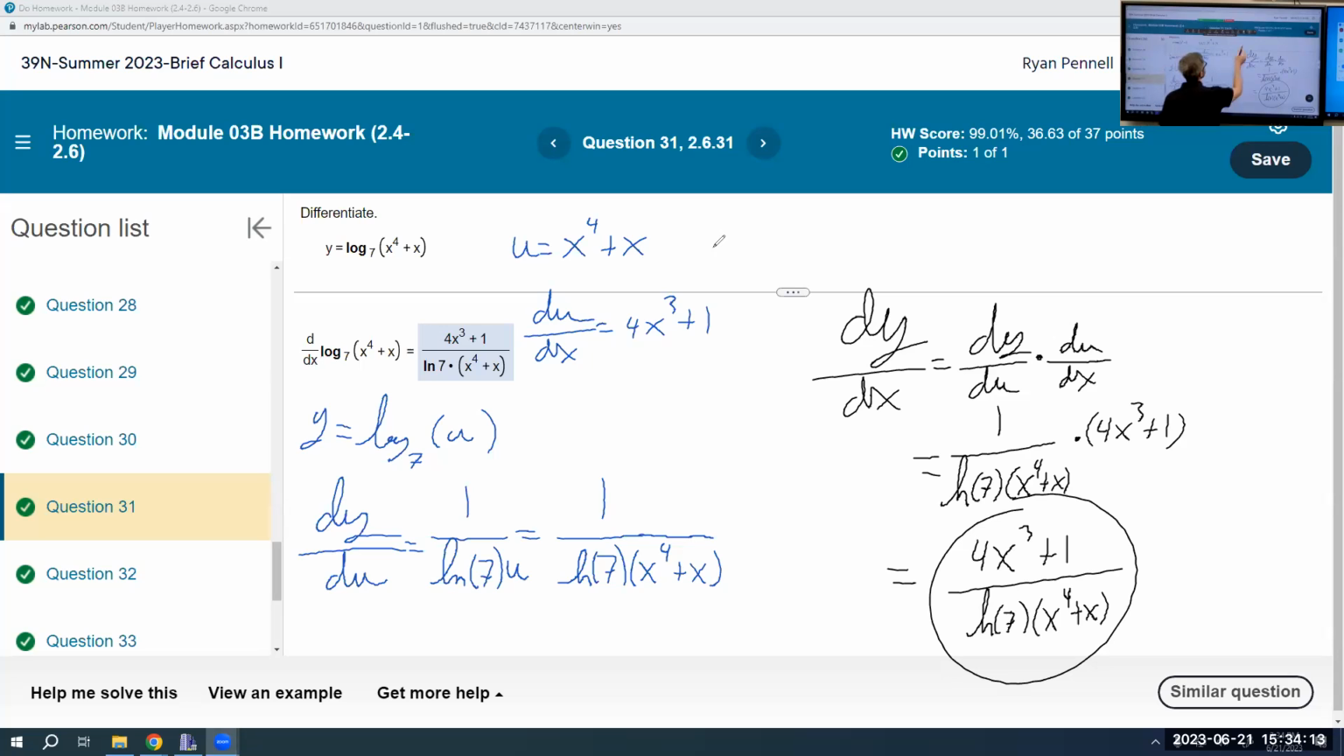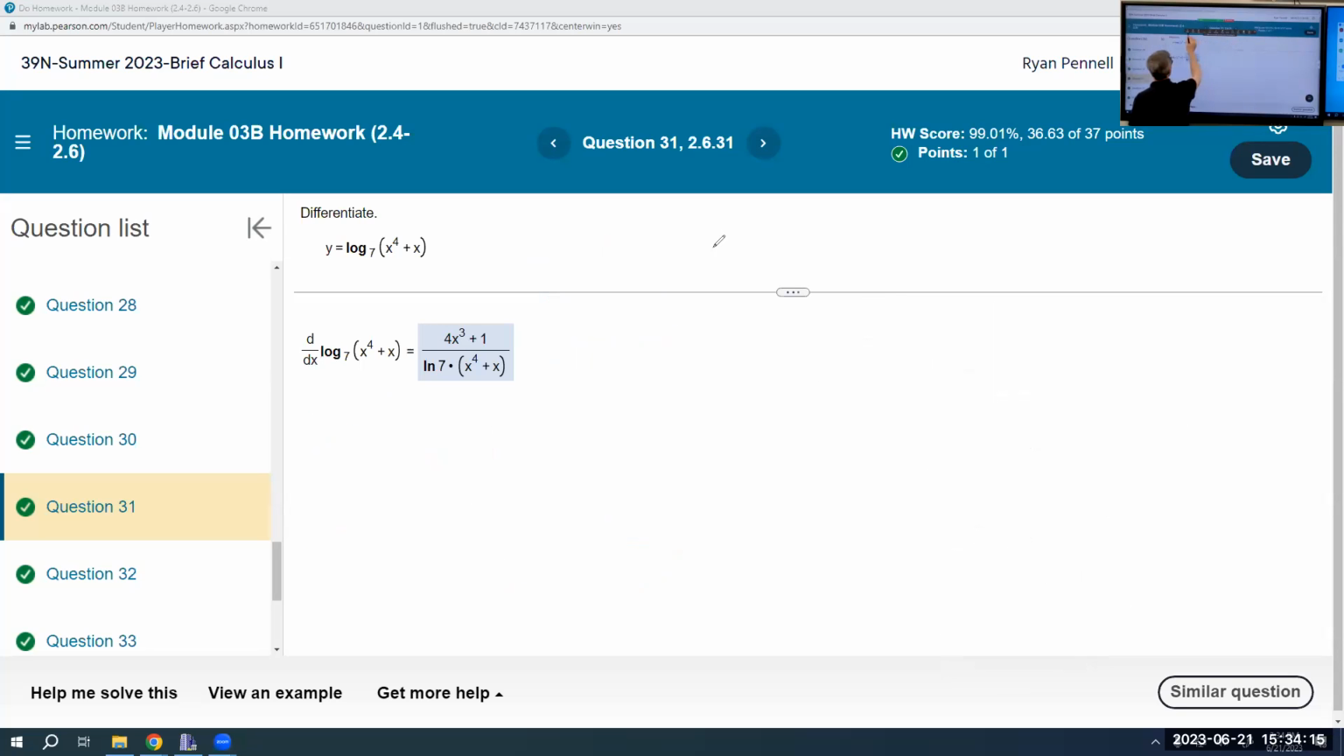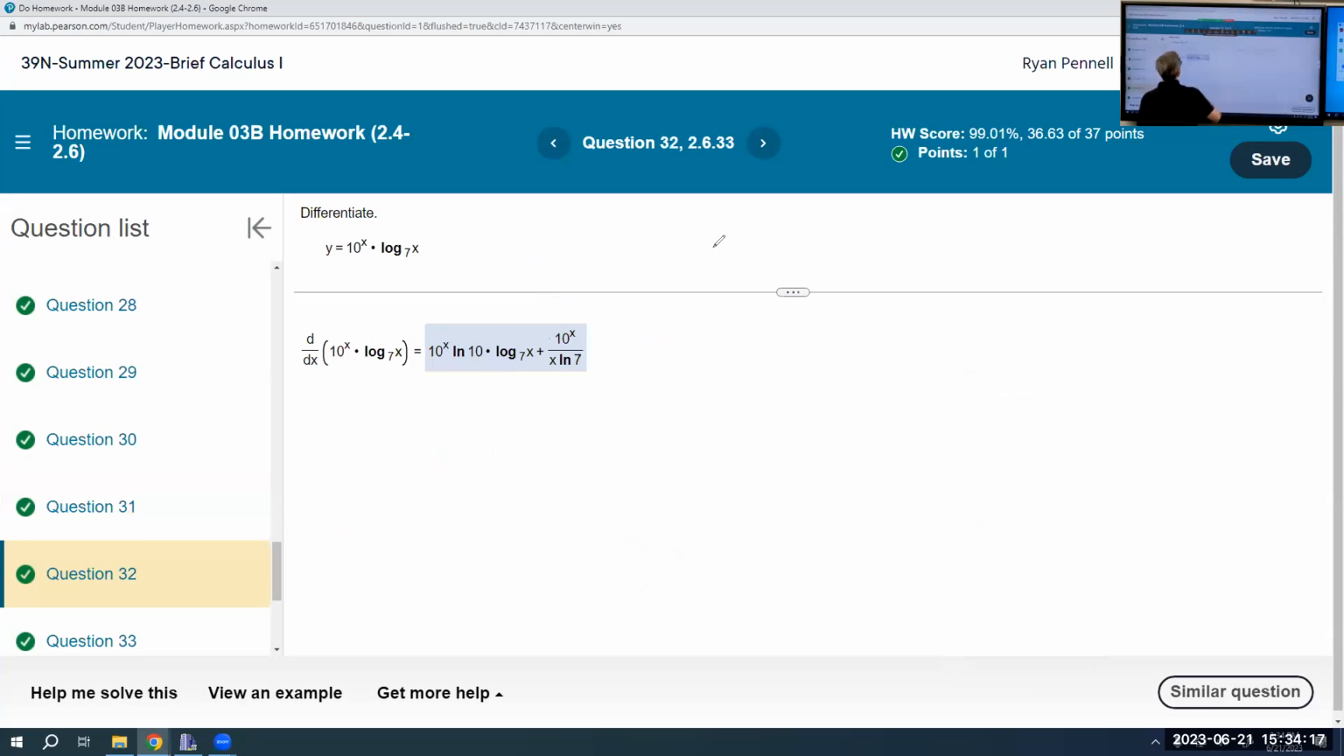Chain rule. Coming up a lot in this one. Let's see what the next one brings.